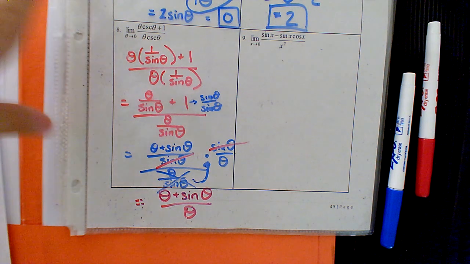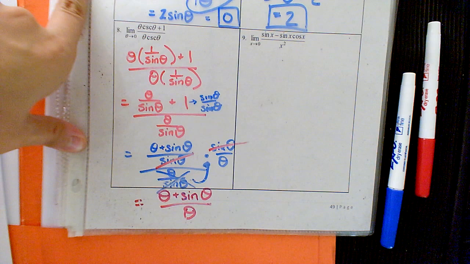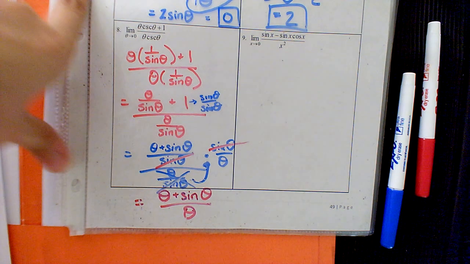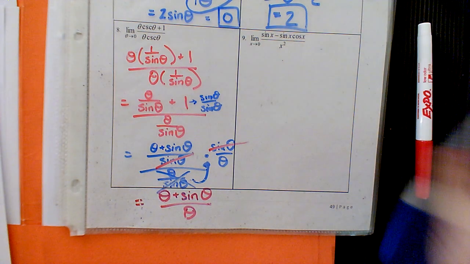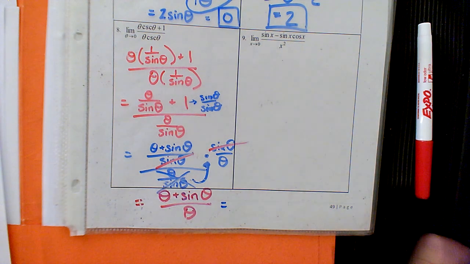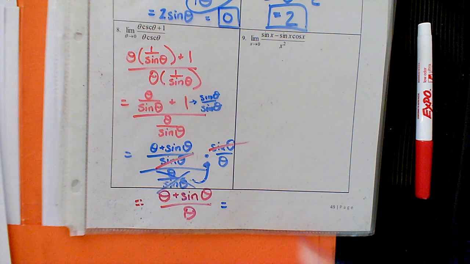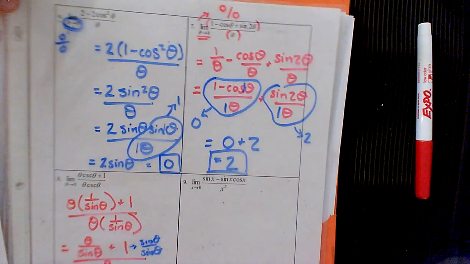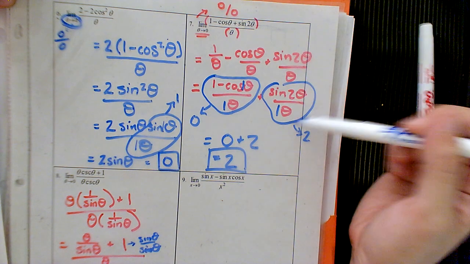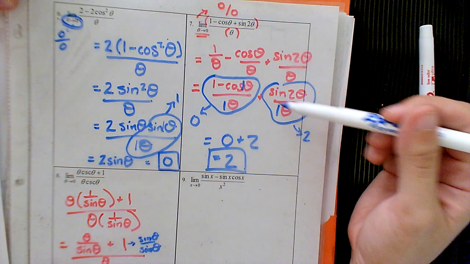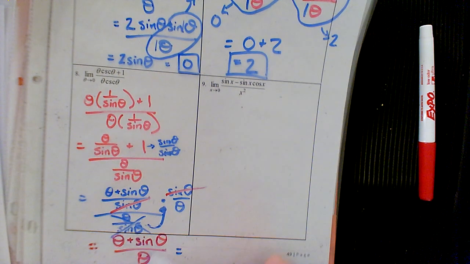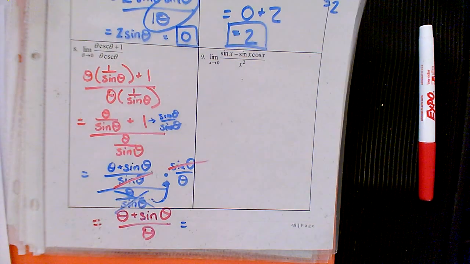You ready? Trig limit. What do you notice? Well, hold on. Take a look up here. We only were able to do that if it was its own fraction, right? You can't just pick and choose what you choose to circle.